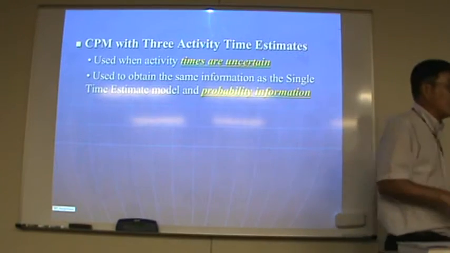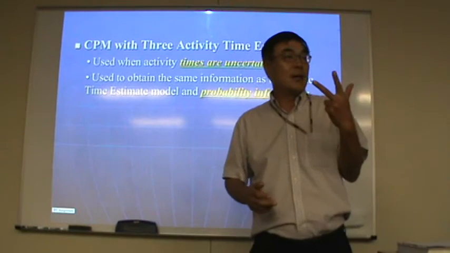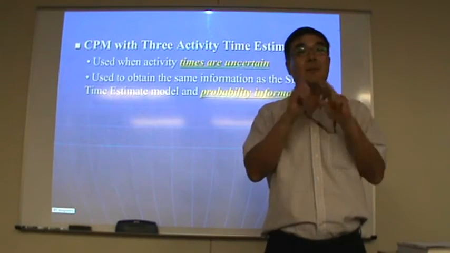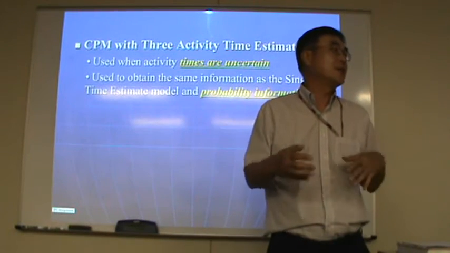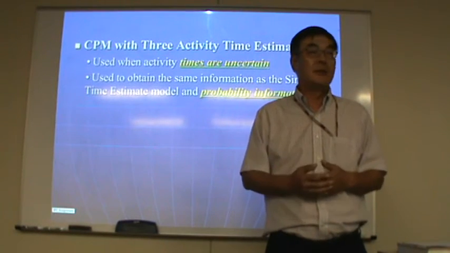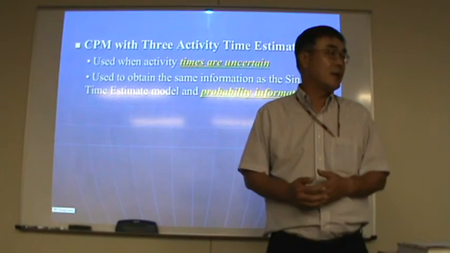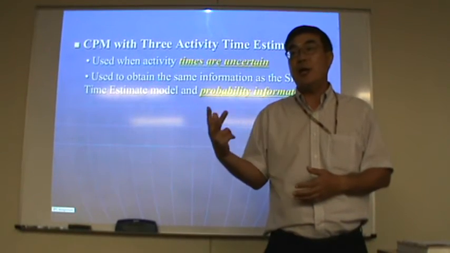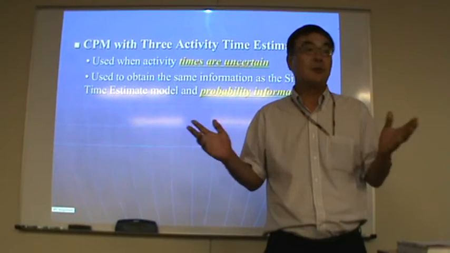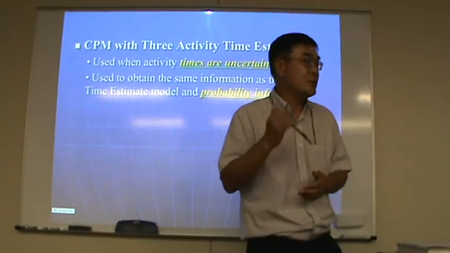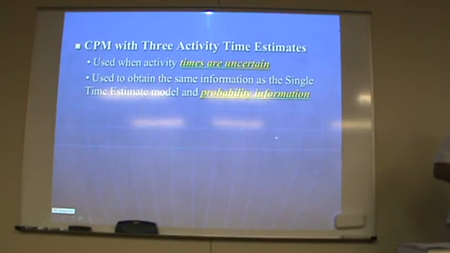Then we use this one. 3 activity times. Maybe this time, maybe this time, maybe this time. Maybe 30% of the optimistic, 40% of the usual time, something like that, right? So 3 activity times are uncertain and associated with probability. So using this method, we can get probability information. I will tell you.